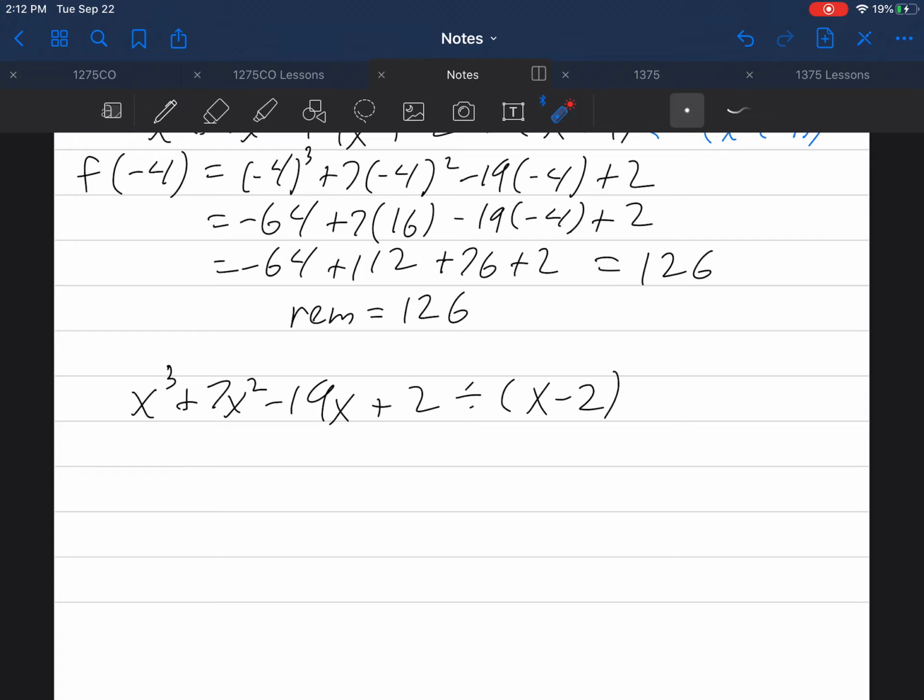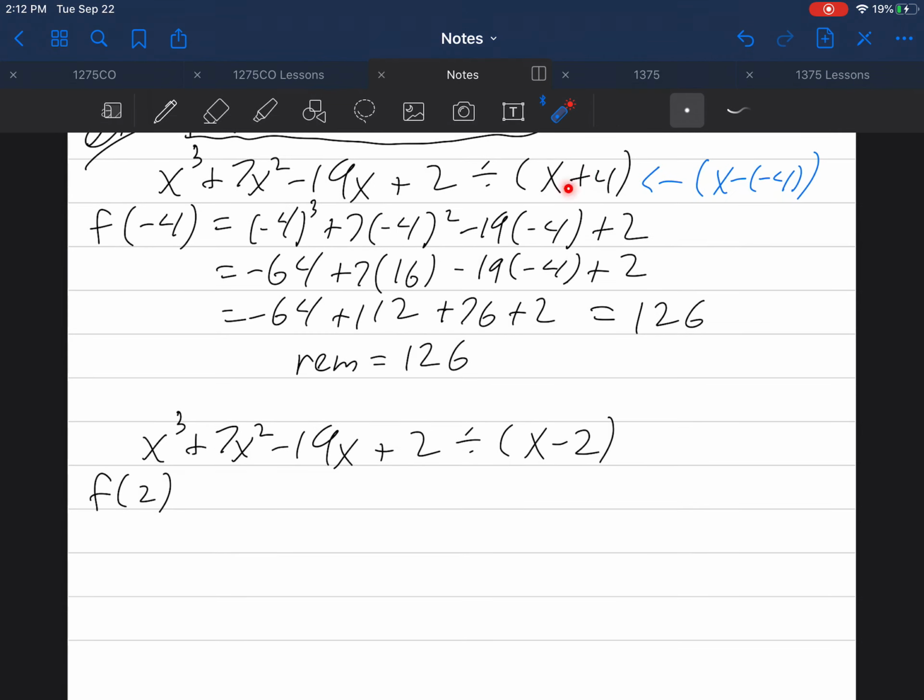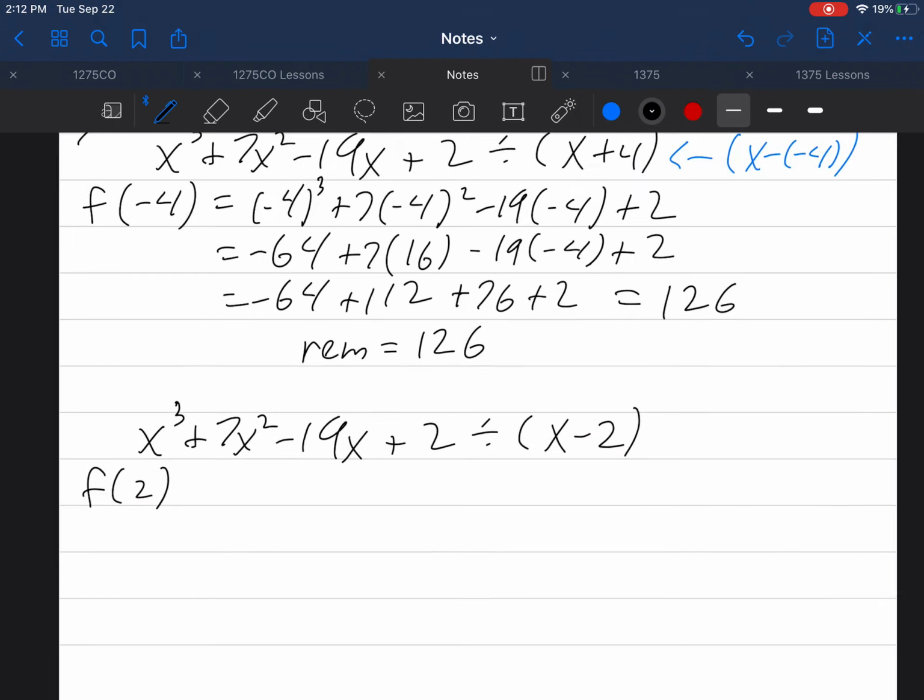Let's look at the same function, x to the third plus 7x squared minus 19x plus 2. This time we're going to divide it by x minus 2 and see what the remainder turns out to be. So that means we are evaluating f of 2. Again, x plus 4 means we're evaluating at negative 4, and x minus 2 means we're evaluating f of 2.